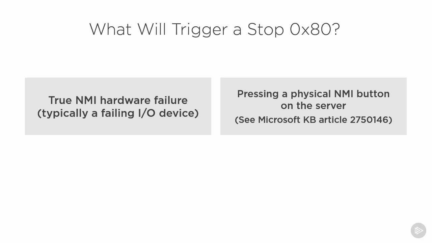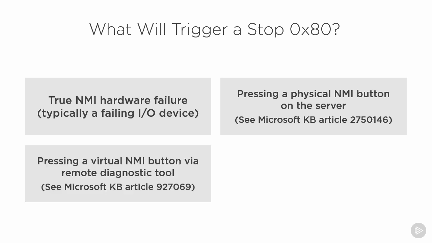Another way you can generate a Stop 80 bug check is by pressing a physical button on the server known as the NMI button. There is a Microsoft KB article 2750146 that describes how you can go about utilizing this NMI button to force a crash on a server that has maybe locked up. There's another way you can see a Stop 80 bug check, that is by pressing a virtual NMI button via a remote diagnostic tool like the iLO on the HP models. You can see Microsoft KB article 927069 for more information on setting that up.